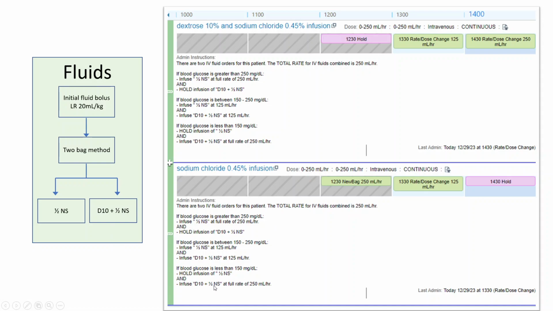We need to have that dextrose available so as to not drop the patient's blood sugar too quickly, because our goal is not just to drop blood sugar, it's to stop ketosis and close the anion gap.